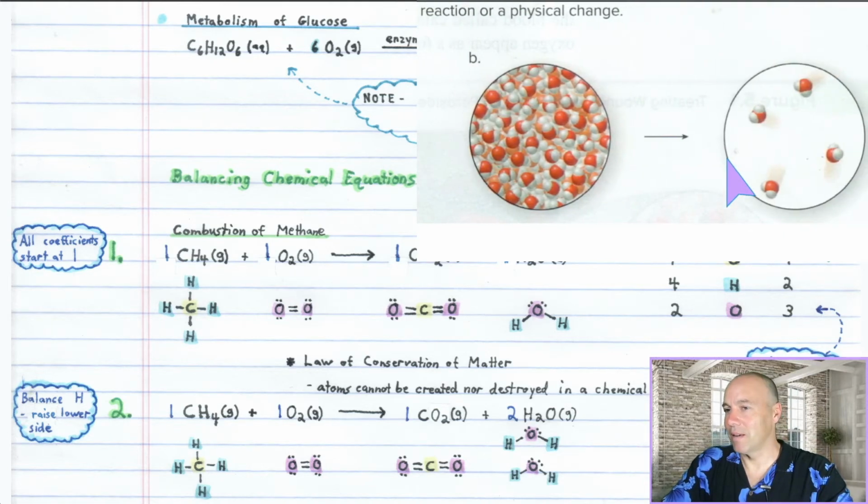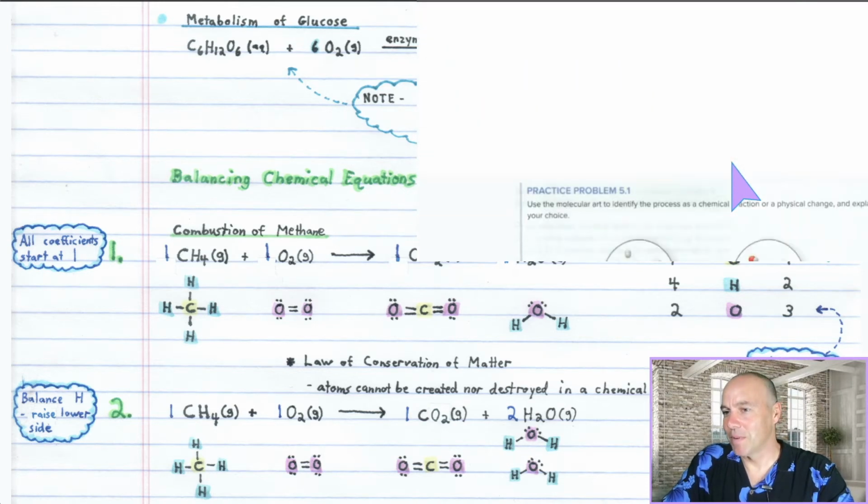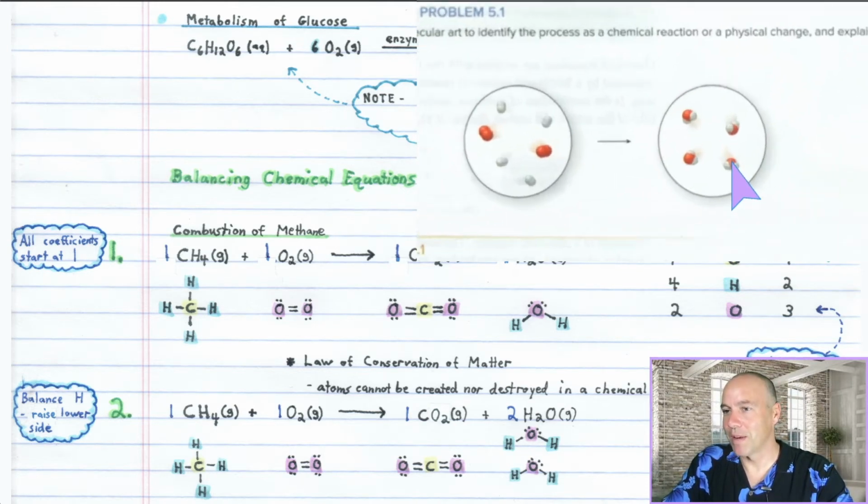What about B? Now this right here, you probably can recognize these as water molecules. You have a bunch of water molecules which are close together and they're disordered. So that looks like liquid water converting into water vapor. Okay, the molecules are far apart. So that's a physical change. It looks like evaporation or boiling to me. Let's see any more examples. Yeah, here's one right here.